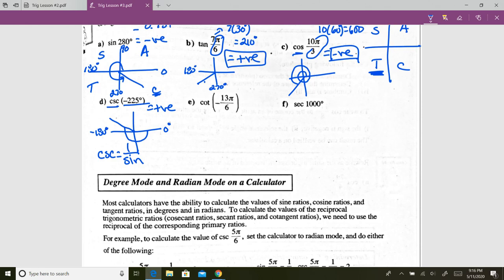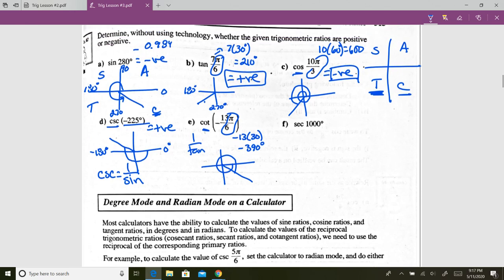Okay, cotan. First of all, let's figure out what quadrant we're in. Pi over 6, again, 30 degrees. And we have negative 13 of them, which will give us negative 390. Which means we've gone 360 and 30 more degrees, so we're actually in quadrant 4. Cotan is 1 over tan. Well, what is tan in the fourth quadrant? The only thing positive is cosine, so this whole thing should be negative.